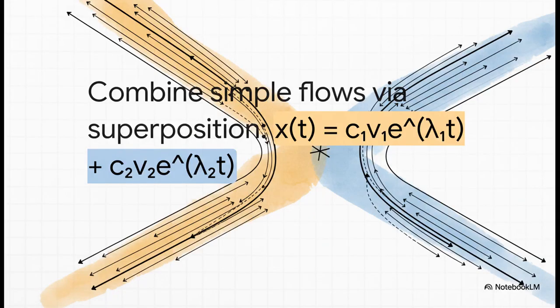And here's the best part. Thanks to something called the principle of superposition, we can just add these simple solutions together to get the complete general solution. We just stick some constants, C1 and C2, in front to weigh them. This one formula can now describe every single possible path in the system.